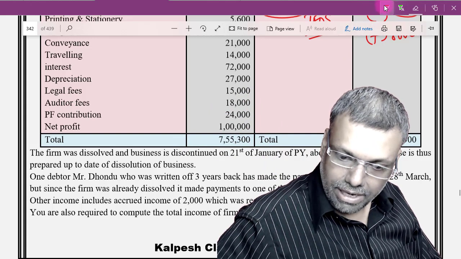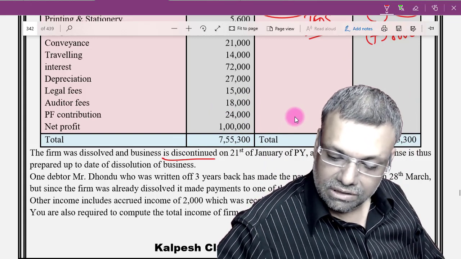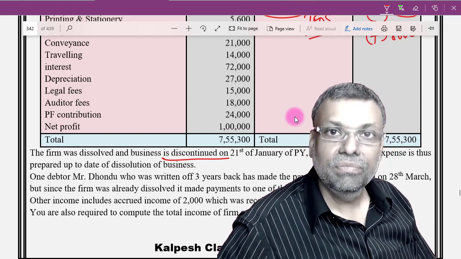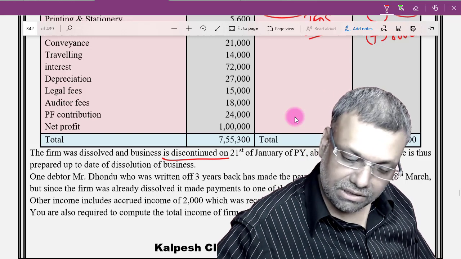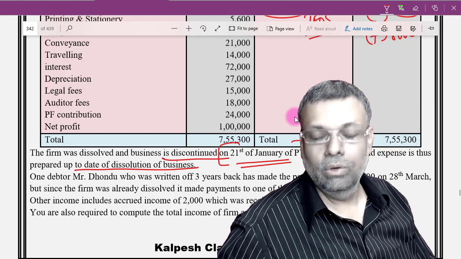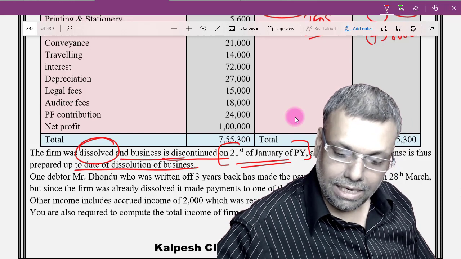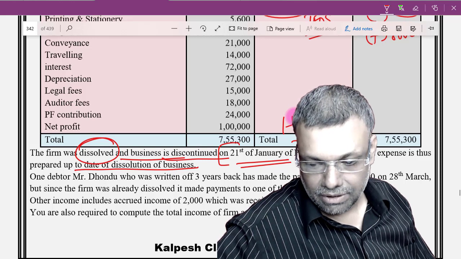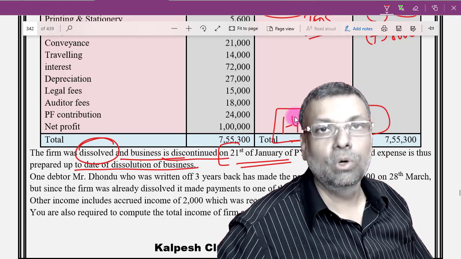Now we come to the main highlights of that particular question. The firm was dissolved and the business is discontinued. On 21st of January, the income and expenditure account is prepared up to the date of dissolution. So all these figures are up to 21st of January, because the firm is already dissolved and the business is discontinued. So your entire analysis is between 1st April and 21st January. That is one point of understanding.